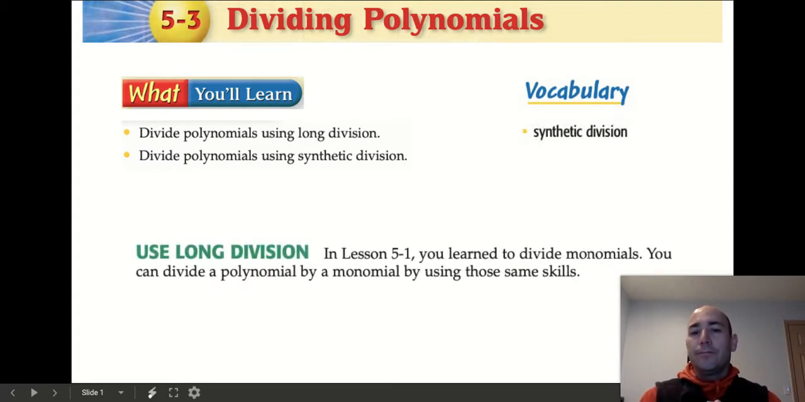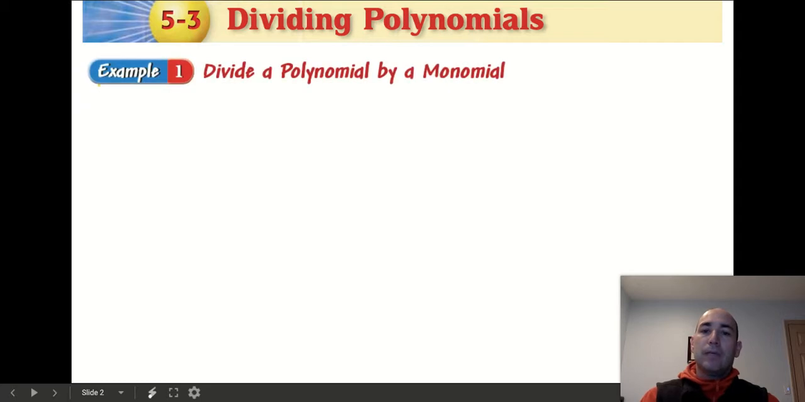So long division, right? In lesson 5.1, we learned how to divide monomials. Today we're going to learn how you could divide a polynomial by a monomial using those same skills. So let's look at an example, dividing a polynomial by a monomial.